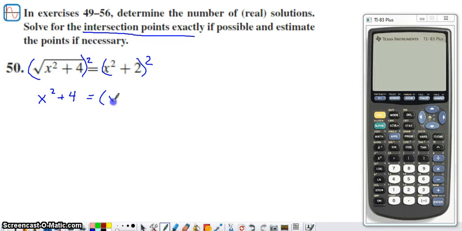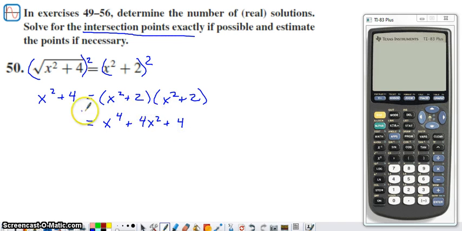What you're going to have to do is write this out as repeated multiplication. We have the same set of parentheses times itself twice. So if we FOIL this out on the right side of the equation, first times first gives us x to the 4th. Outer times outer is 2x squared. Inner times inner is 2x squared. Combine those and you're looking at 4x squared. And then last times last gives you a plus 4. On the other side, I'm not doing anything to it yet, just bringing it straight down.